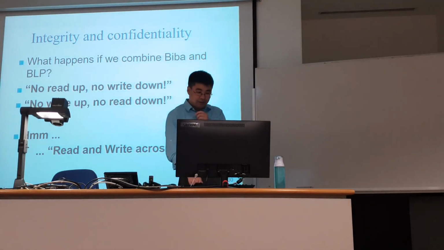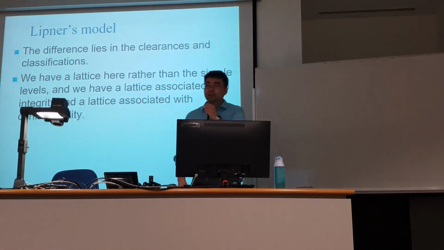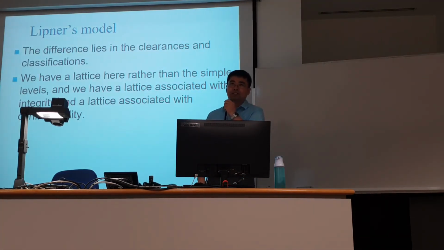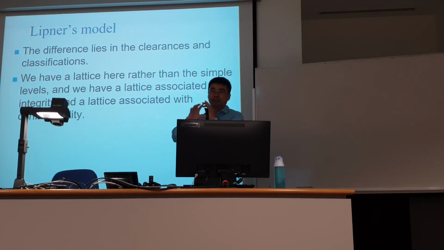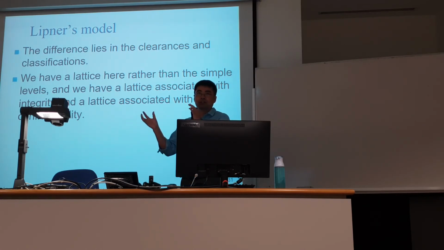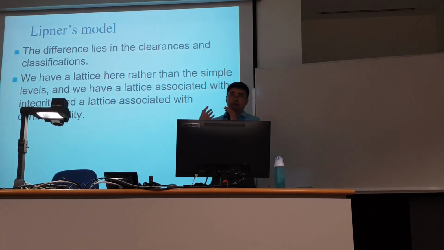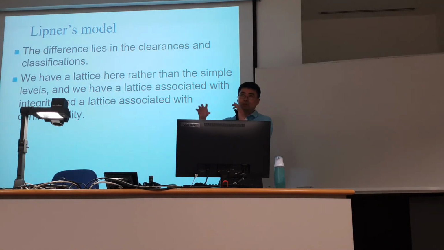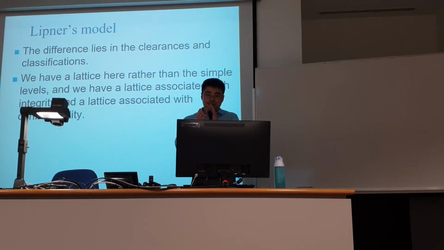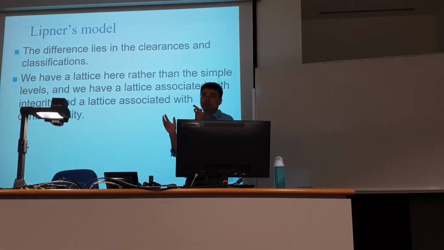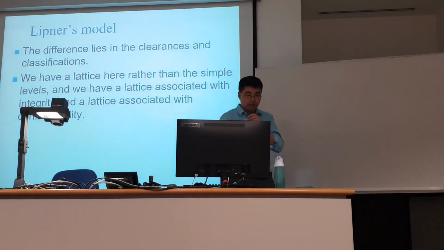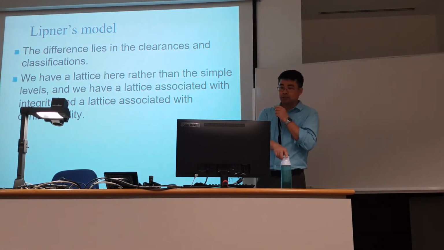So the idea is to use two lattices instead of one lattice. Basically you define two lattices. One lattice will have the labels for confidentiality. The other lattice will have labels for integrity. Now the object will have multiple labels: one label for confidentiality, one label for integrity. So when the user wants to access the object, we need to make sure both the confidentiality lattice and the integrity lattice are satisfied.